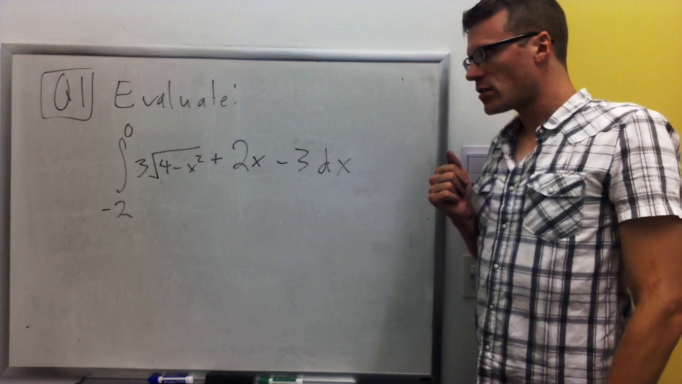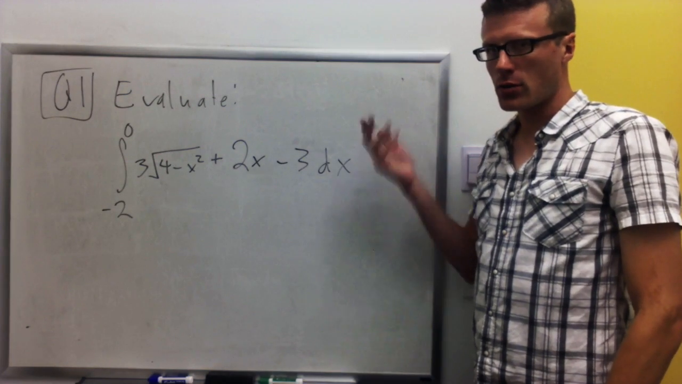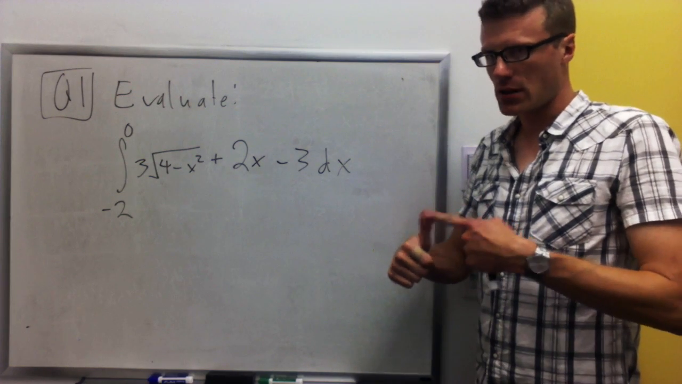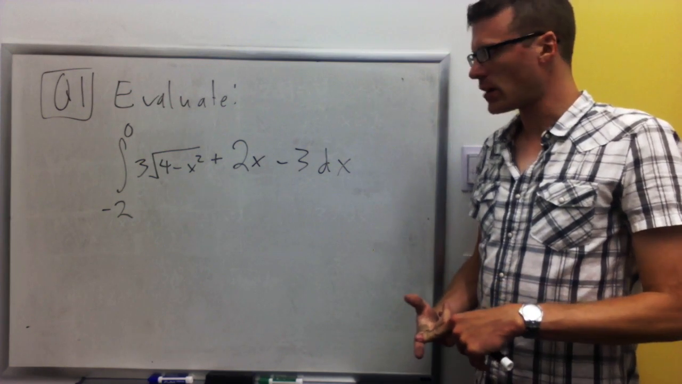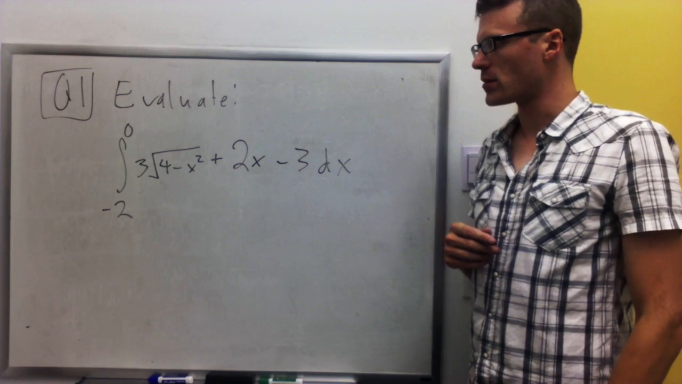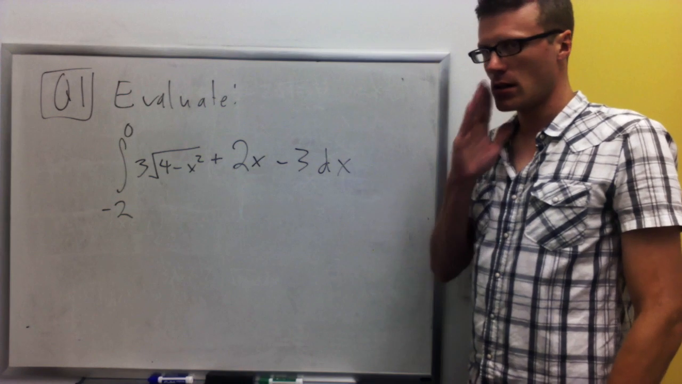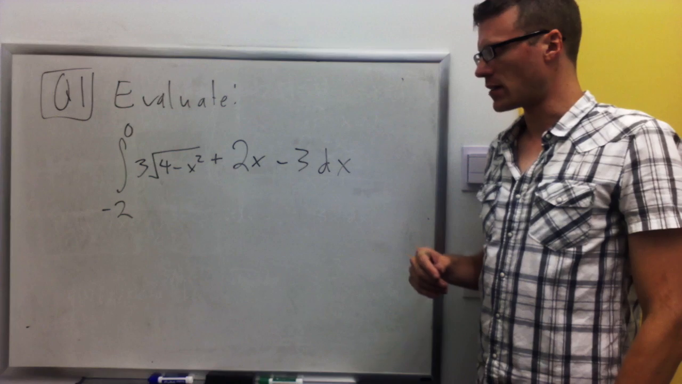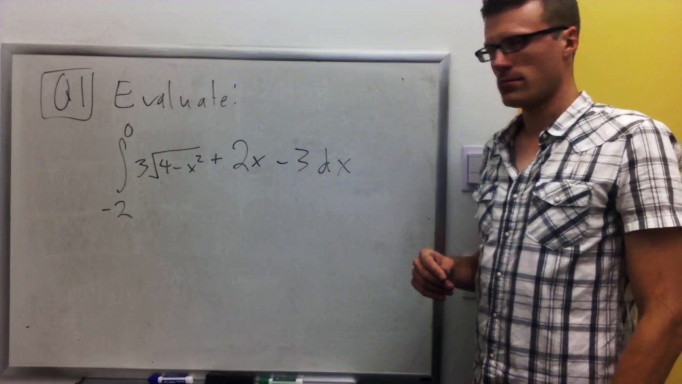So here's question 1. Using whatever we have worked with so far, geometry, these basic rules of integration, let's evaluate the integral from negative 2 to 0 of 3 times the square root of 4 minus x squared, that's a semicircle, plus 2x minus 3 dx.